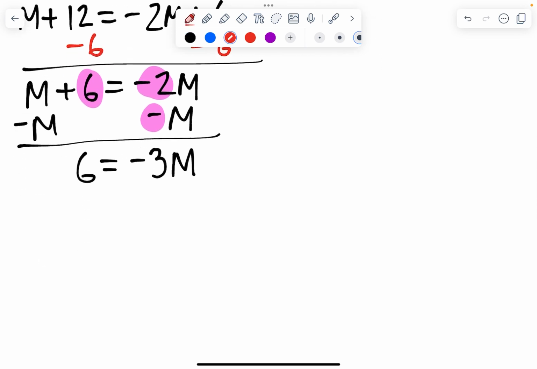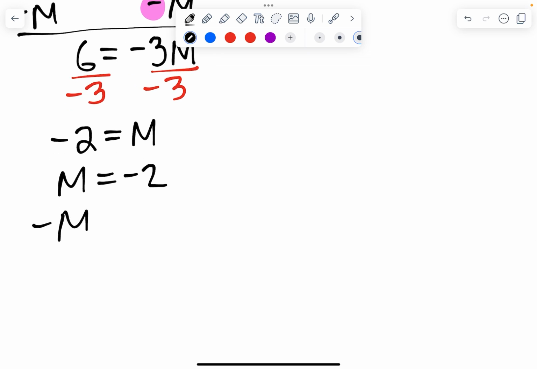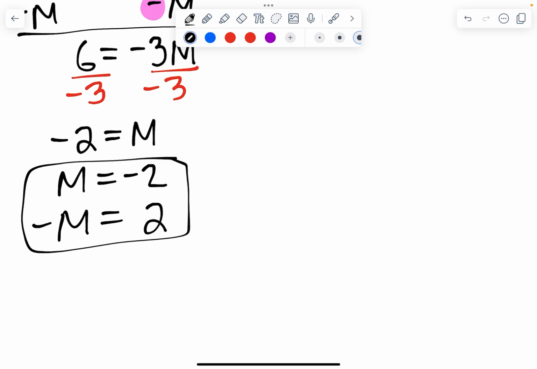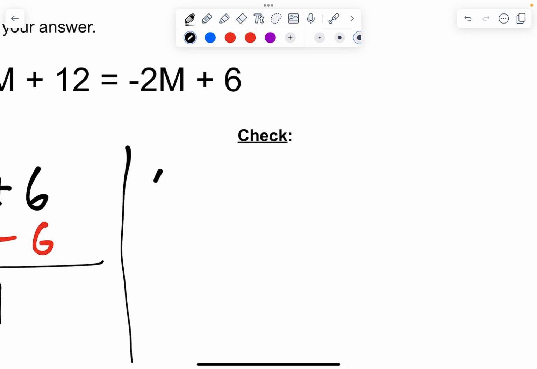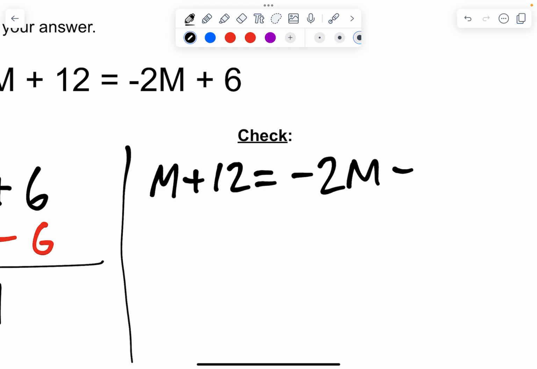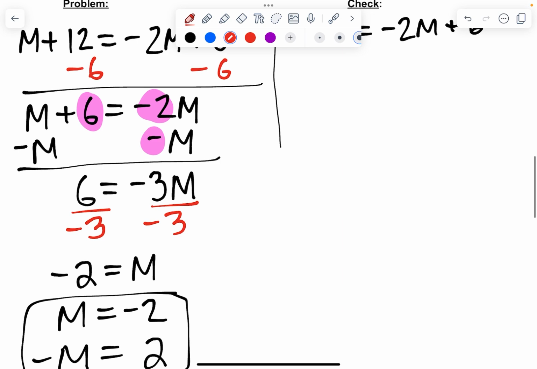Now I'm going to divide each side by whatever's in front of the m, which is negative 3. So 6 divided by negative 3 is negative 2. That gives me m, or m equals negative 2. And then negative m gives me the opposite, which is 2. I'm going to go ahead and check the original problem. I'm going to take out m and put in negative 2.